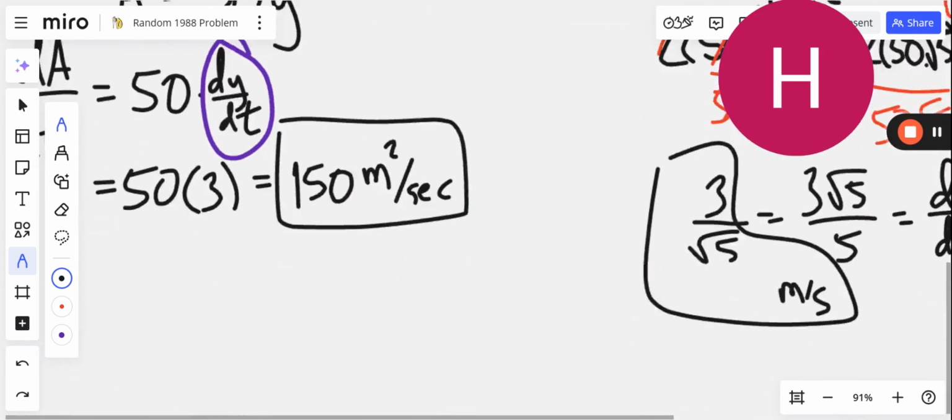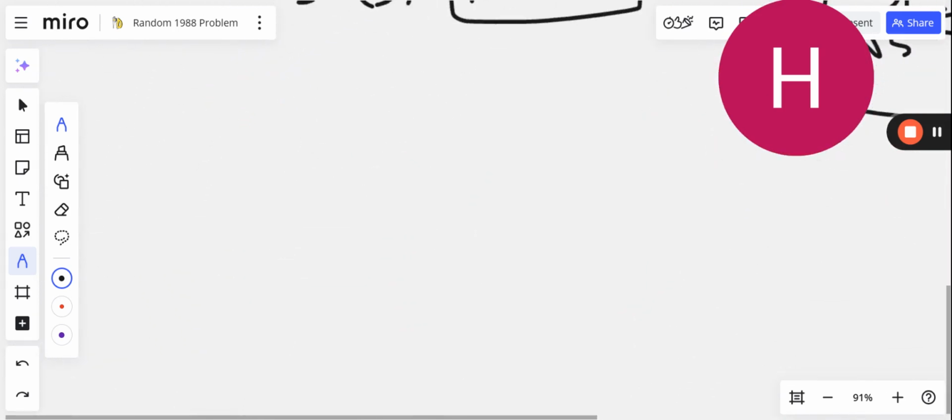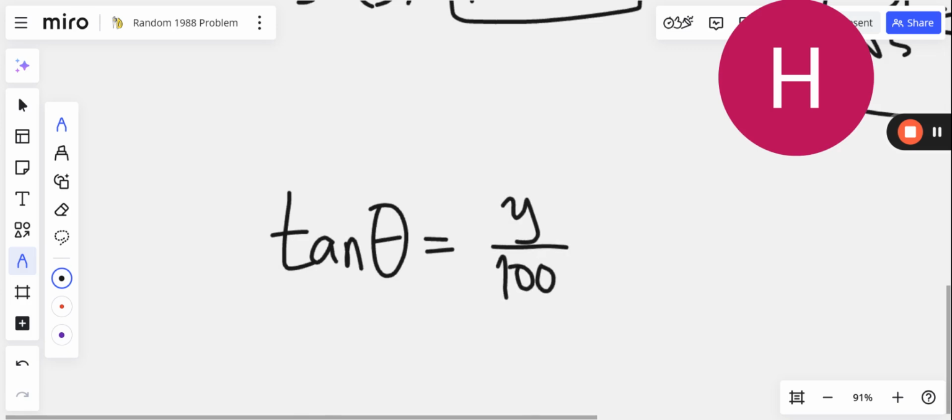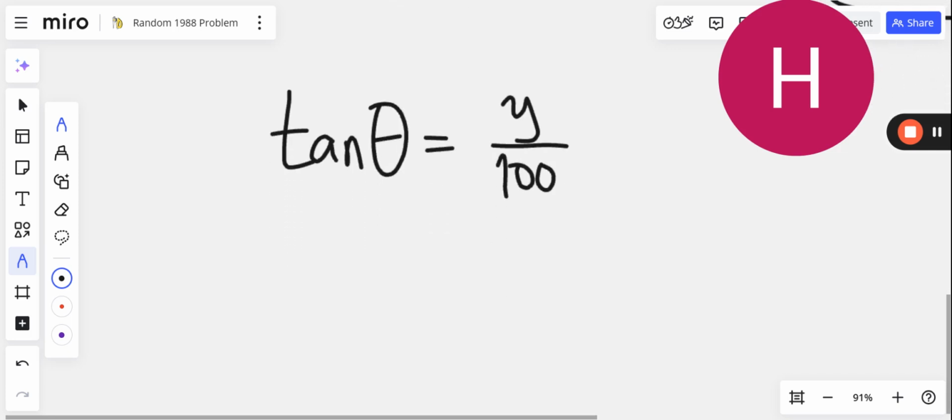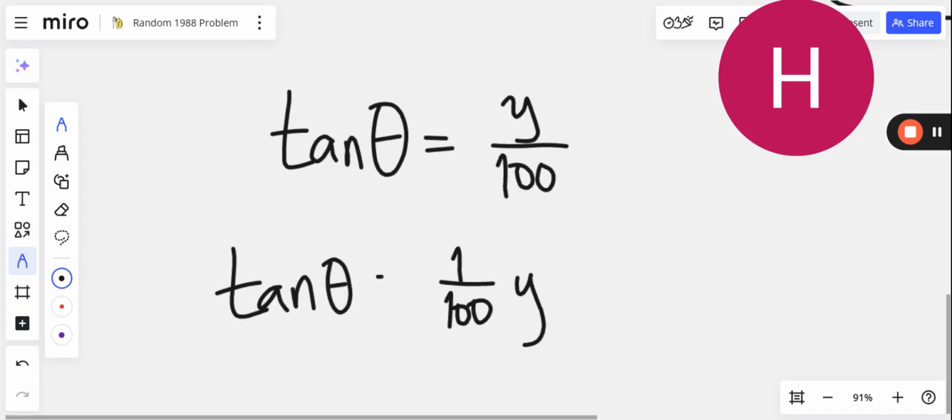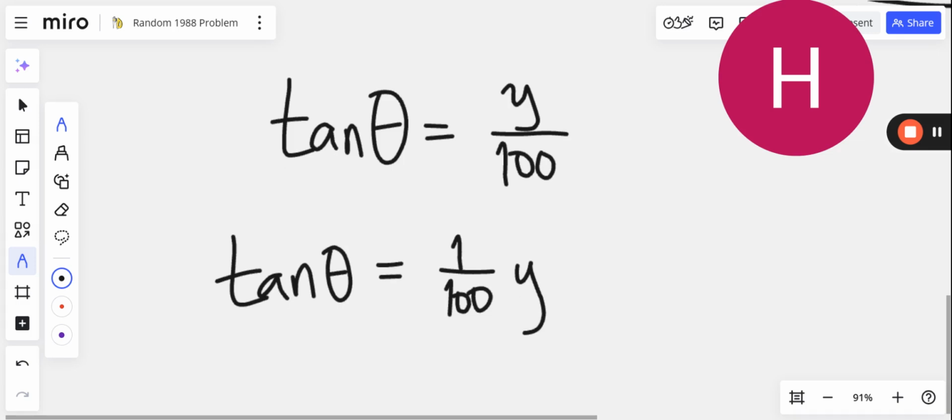So if we use the diagram, then we can come up with a trigonometric expression for the y value, which involves theta. So this is going to be tangent of theta equals y over 100. That's opposite over adjacent. If you want to call it 1 over 100 times y, that's fine as well. Some people really get tripped up when there's a y over 100. They think, oh, do I have to do quotient rule, or what's going on here? How do I do that?